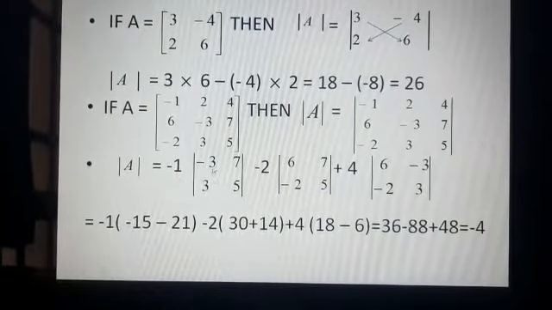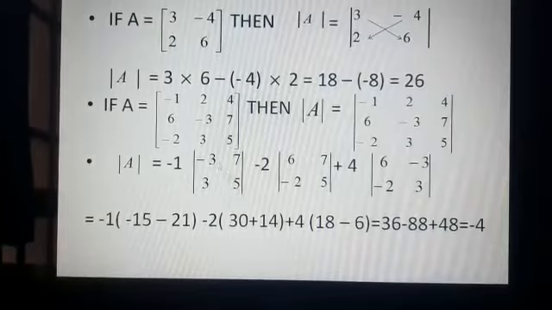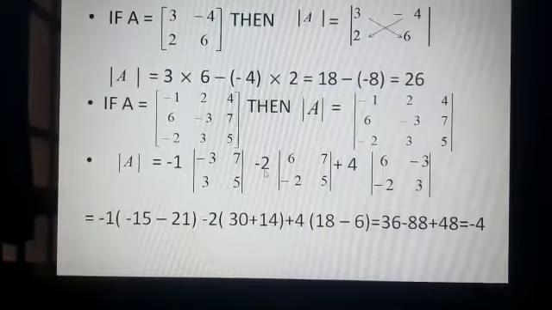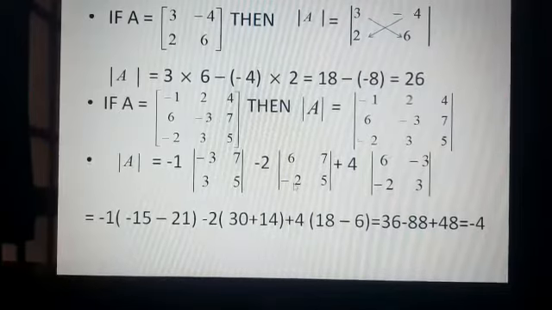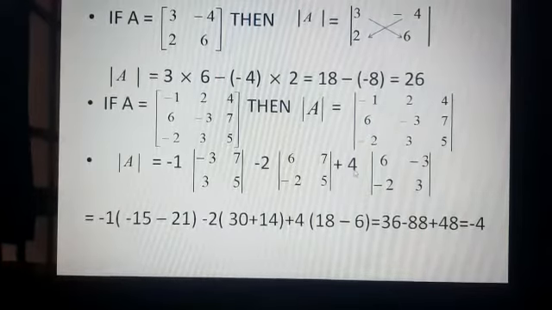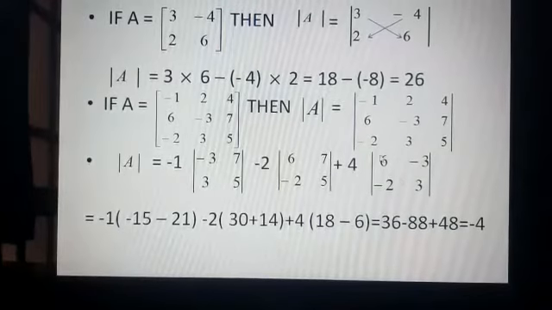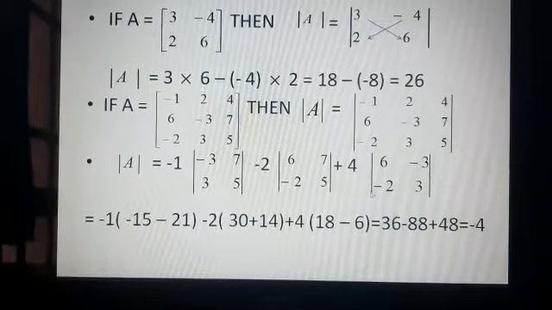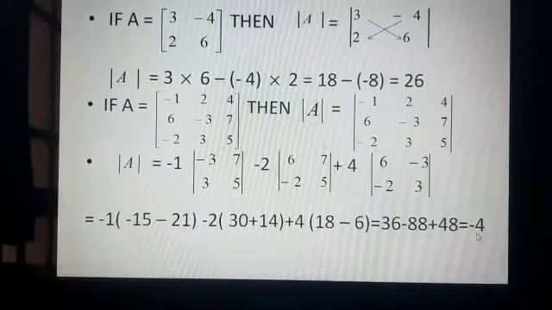Minus 1 is multiplied by minus 15, minus 3 into 5, minus 15, then minus 7 into 3, 21. Then minus 2 into 30 minus 14, 30 minus minus 14, that is 30 plus 14. And 4 into 6 into 3, that is 18. Minus 2 into minus 3, that is 6. So 18 minus 6. When we solve it, you will get minus 4.